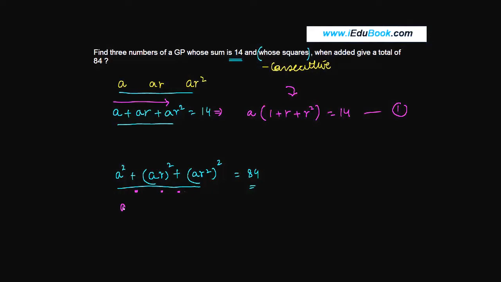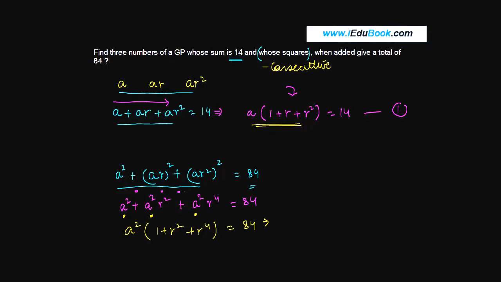So can you think of something? Let's see if opening up these also makes a difference. ar whole square can be written as a square r square, and this can be written as a square r to the power 4, equal to 84. Now if you notice, a square is common in all these three, so I can take a square common: a square into 1 plus r square plus r^4 is equal to 84. But even at this stage, I haven't reached a situation where I can substitute, so I need to solve this a little further, but how?